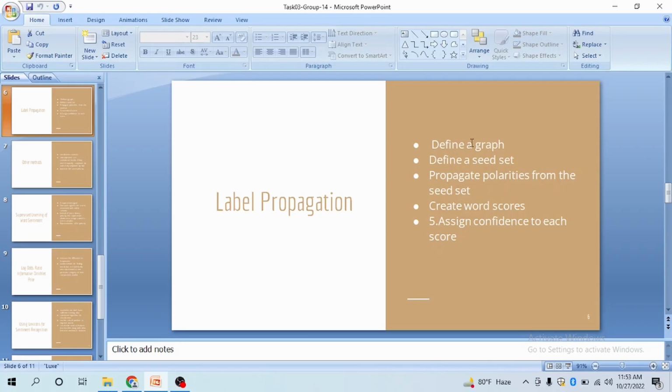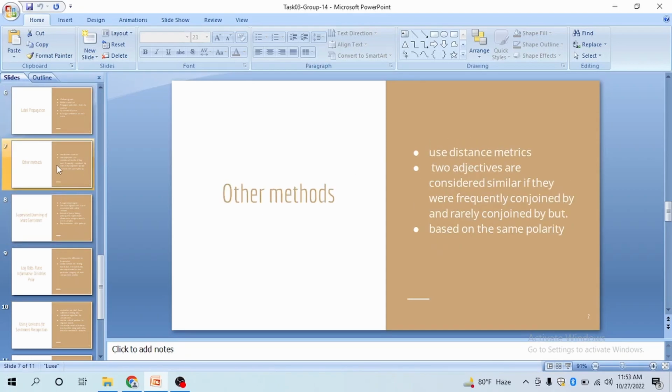And the fifth one is to assign confidence to each score. Because sentiment scores are influenced by the seed set, we would like to know how much the score of a word would change if a different seed set is used. Then we also use other methods. Other methods have been chosen for other kinds of distance metrics besides embedding cosine.